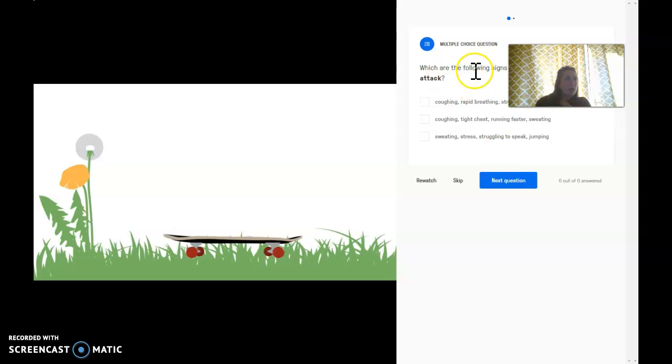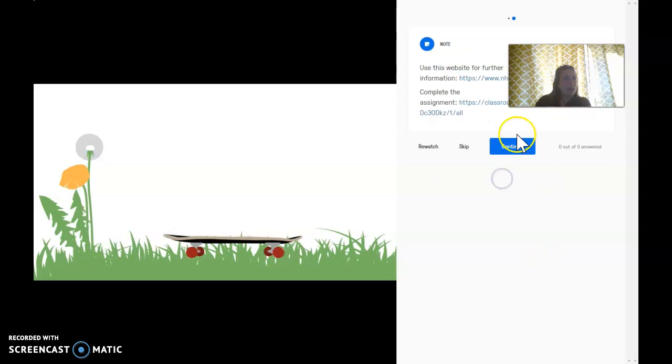So have a quick go at the multiple choice now, and then you should have got whether that was correct or not. Hopefully you got all those right. And on here we've got further information with the NHS website. This will help you with your assignment, which is on this link here. So you can actually click on this and it'll take you straight to the assignment.